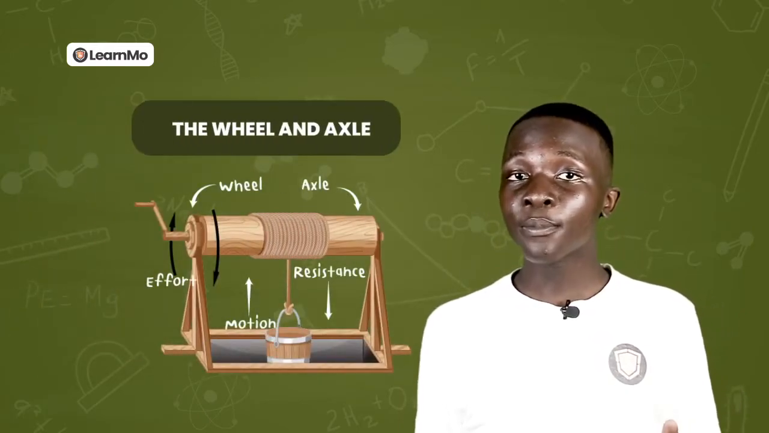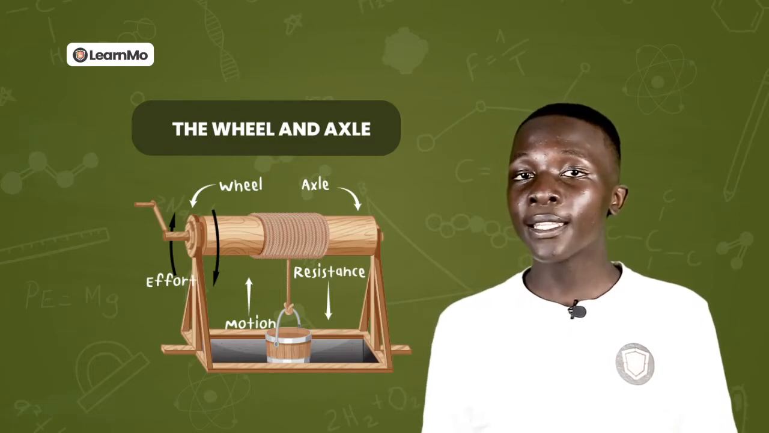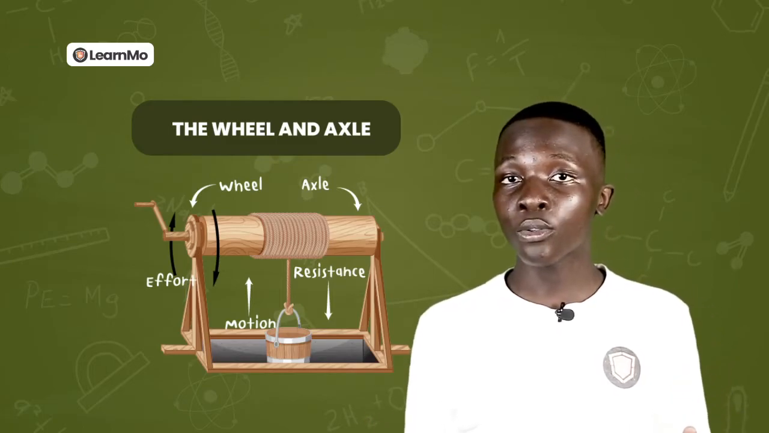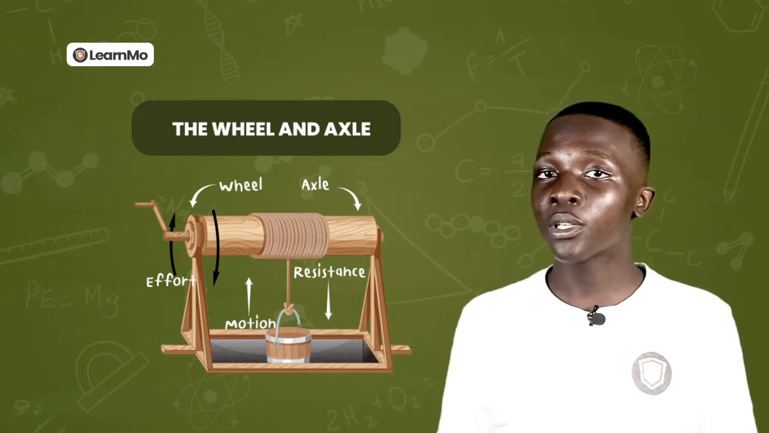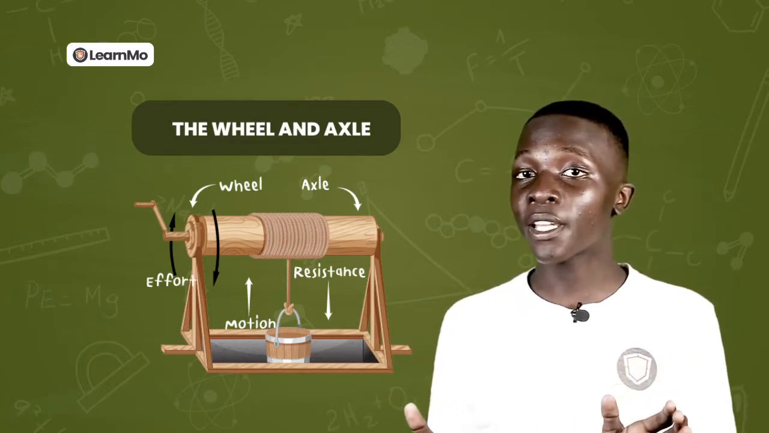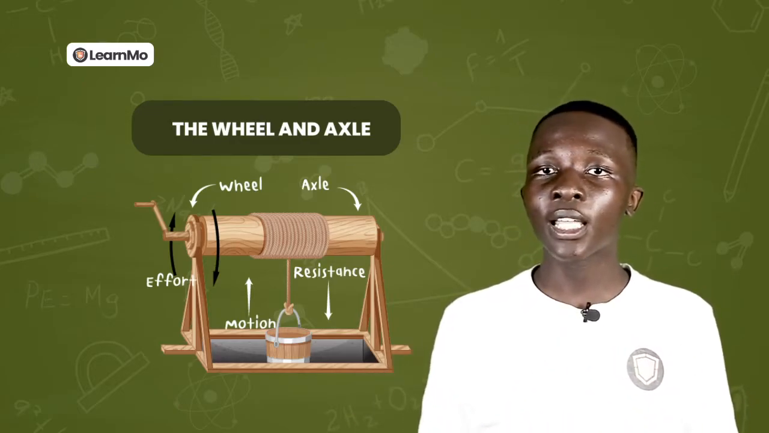Number 4, the wheel and axle. This is simply a simple machine consisting of a wheel that is attached to a small axle so that these two parts rotate together, in which a force is transferred from one end to another.